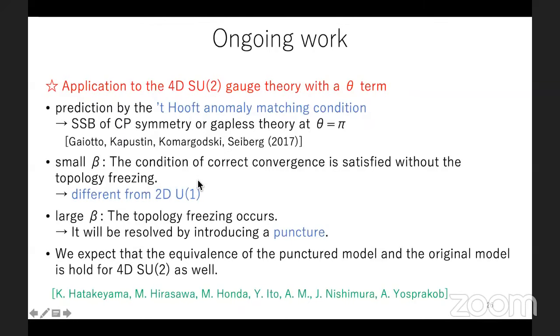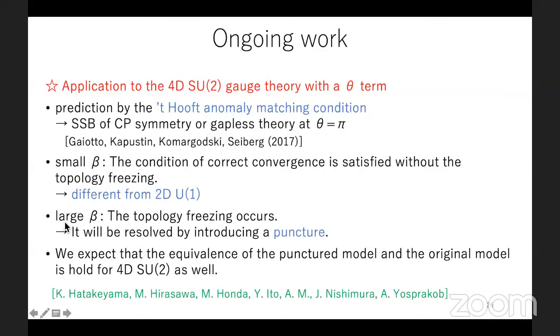So now we have some preliminary results. For small beta, the condition of correct convergence of the complex Langevin method is satisfied without the topological freezing. So this is a different point from the two-dimensional U(1) case. For the 2D case, the wrong convergence and topological freezing is a trade-off problem. But in the 4D case, we can avoid both problems in some parameter region. So this is very different from the 2D case.